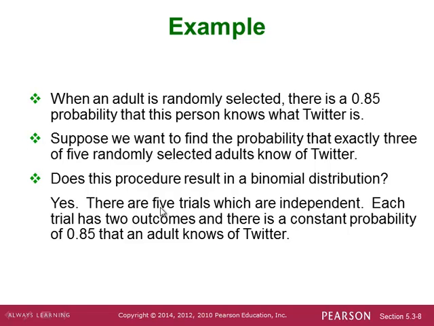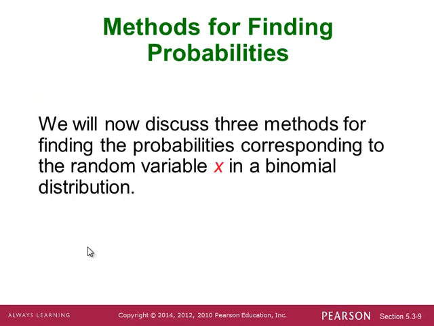There are 5 trials which are independent. Each trial has 2 outcomes, meaning the person either does or does not know what Twitter is. And there is a constant probability of 0.85 for each individual, because our sample, 5 individuals, is much, much, much smaller than the population of all adults.